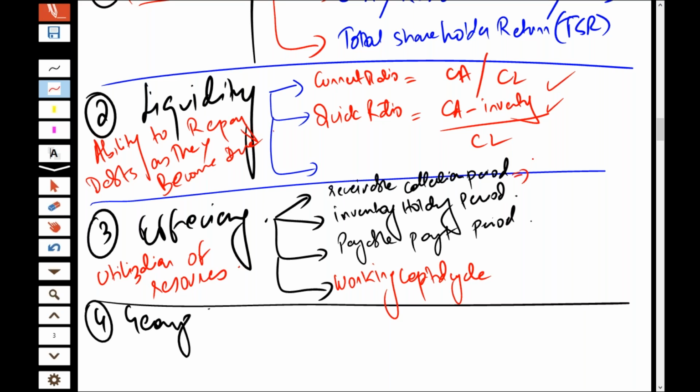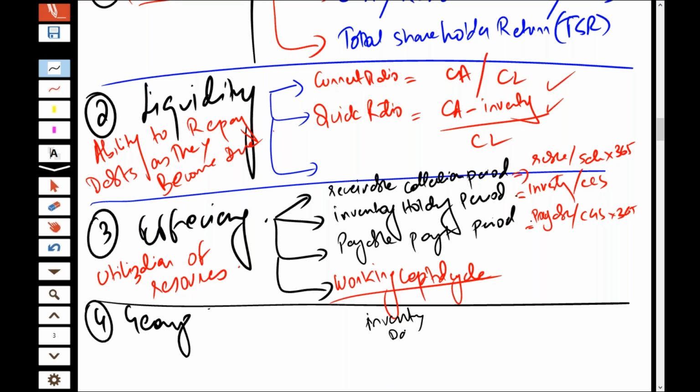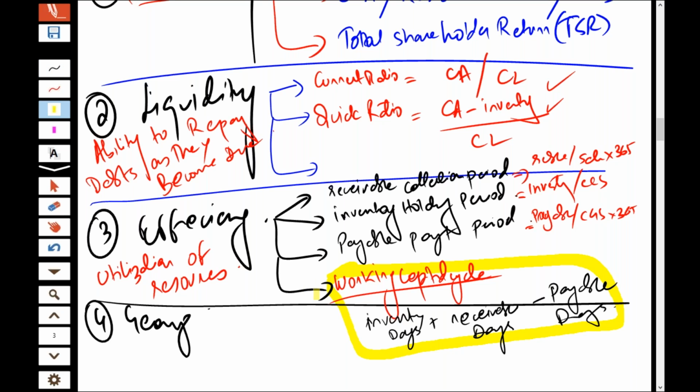Receivables are divided by sales, into 365 or whatsoever. Here we have inventory divided by COGS. Here we have payables divided by COGS into 365. And how do we calculate the working capital cycle? It's the inventory days plus receivable days minus payable days. The working capital cycle is inventory days plus receivable days minus the payable days.